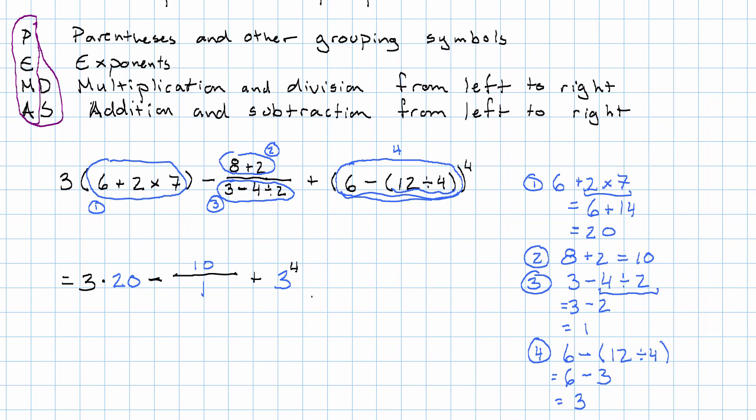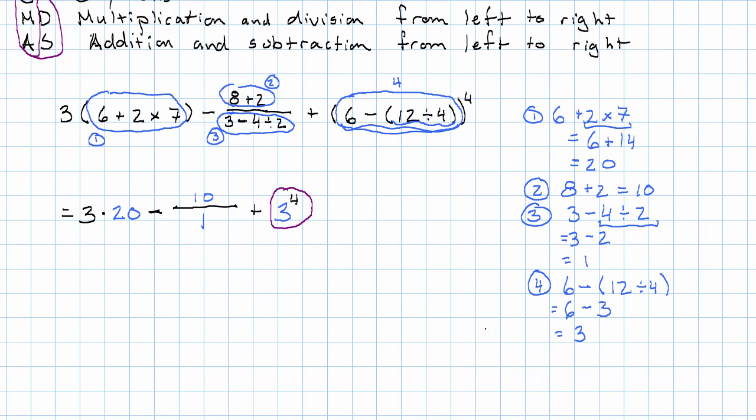Okay, it's exponents time. I see I have one expression with an exponent in it. I've got 3 to the 4th. That's 4 copies of the number 3 multiplied together. I happen to know that that's 81. If you don't know that off the top of your head, you can work out each multiplication. So we've got 3 times 20 minus 10 divided by 1 plus 81.